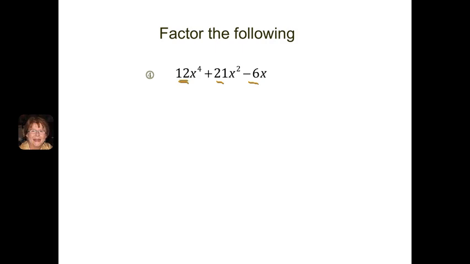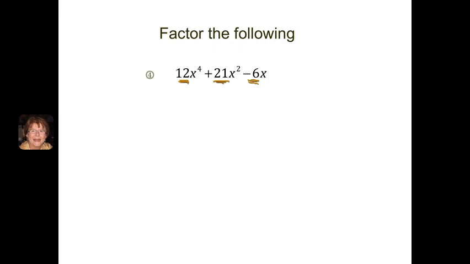I can divide 12 by 2. I can divide -6 by 2, but I can't divide 21 by 2. Therefore, 2 is not the greatest common factor. I go to 3. 12 divided by 3, that works, equals 4. 21 divided by 3, that works, equals 7. -6 divided by 3, that works, equals -2. So 3 looks like it works.